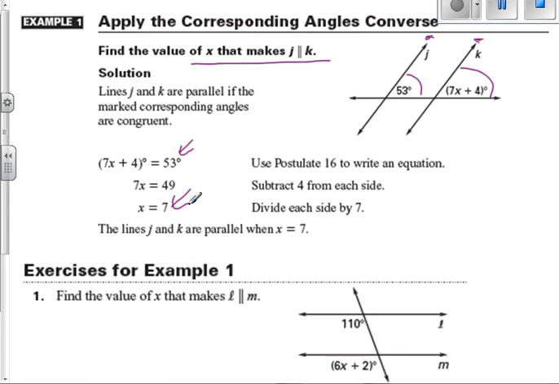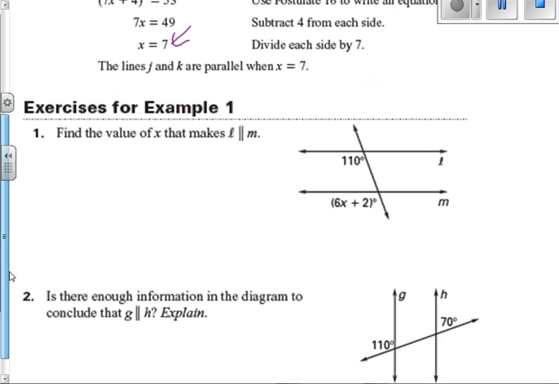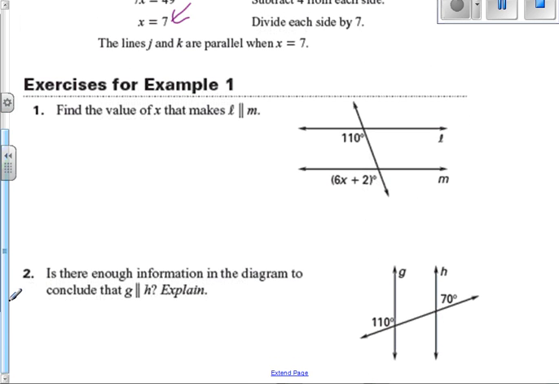All right, so this is your turn. You have exercises here, examples 1 and 2. Number 1 is find the value of x that makes L and M parallel. Number 2, is there enough information in the diagram to conclude that G and H are parallel? Pause the video, run through these two real quick, start the video back up, and we'll check our answers, okay?